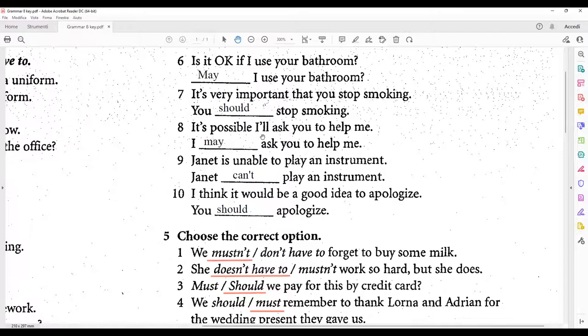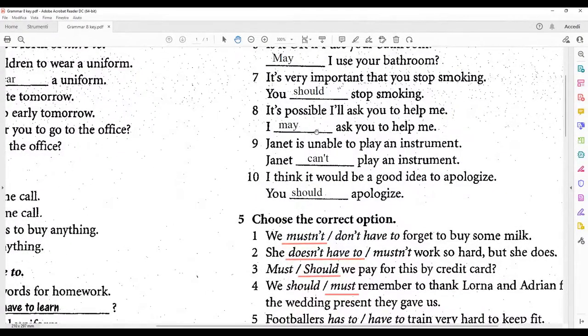So it's possible I'll ask you to help me because it's up to me. You know, I decide. So I will make the decision. I will decide if I ask you for help or not. So I may, it's up to me. I may ask you for help.